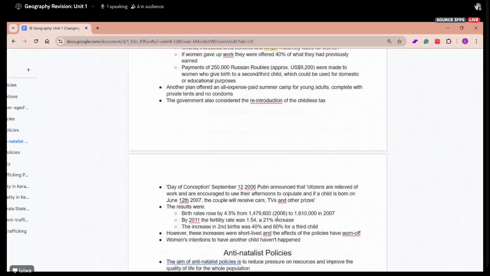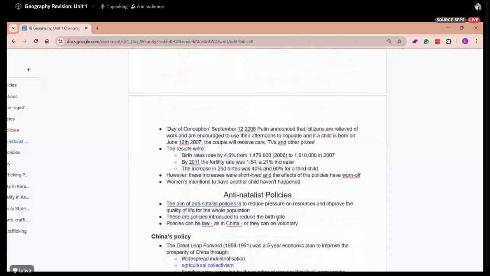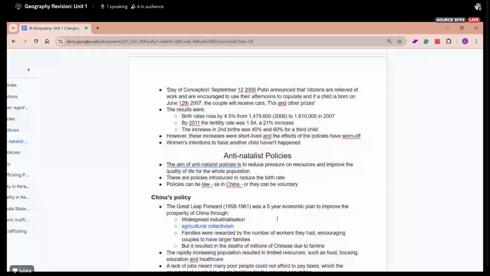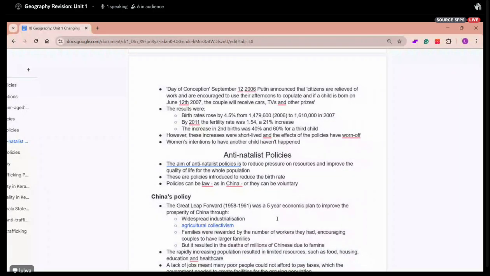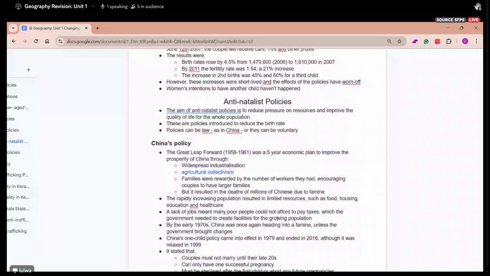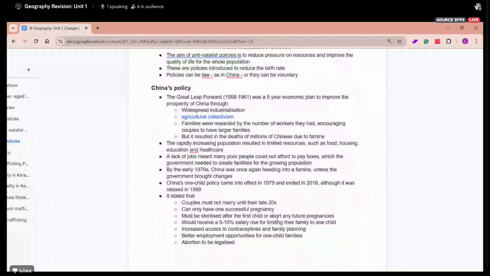And then on the other side, though, you have anti-natalist policies, which is the complete opposite. The aim of anti-natalist policies is to reduce pressure on resources and improve the quality of life to inherently reduce the birth rate. So this is when a population is growing way too rapidly and the country is trying to decrease it. A very popular example is China with their one-child policy. The rapid increasing population resulted in limited resources such as food, housing, education, and healthcare. And by the early 1970s, China was once again heading into a famine unless the government brought changes.